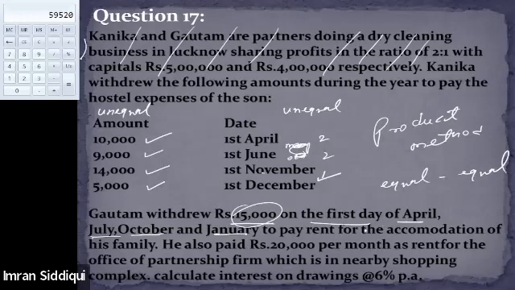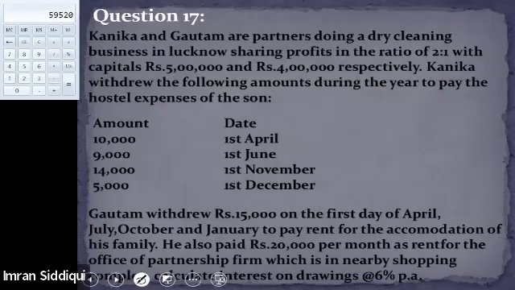We need to find out the interest on drawing for Kanika as well as Gautam, and assuming the rate of interest is 6%. Now see, in order to calculate interest on drawing for Kanika, we will apply the product method, and in case of Gautam, we need to apply the average period method. Is that right? Yes. All right. So let's just solve this question quickly.